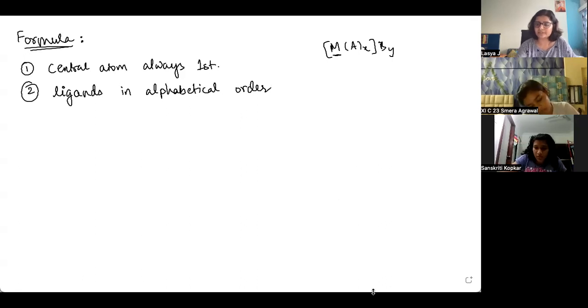And this alphabetical order is based on the formula. So the placement of the ligand does not depend on the charge or atomic number or anything. It is listed in alphabetical order. Next, even if it is polydentate, it doesn't get any special treatment. Whatever ligands are there, all of them are in alphabetical order.